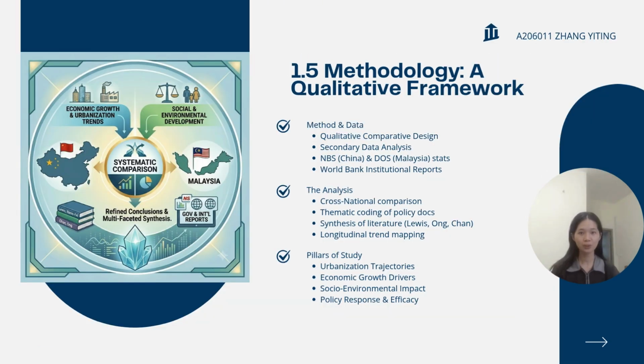We are using a qualitative approach, working with existing data from China's NBS, Malaysia's DOSM, and World Bank reports. We compare the 2 countries, review policy documents, pull together findings from different studies, and track trends over time. Our research focuses on 4 things: urbanization trends, what drives economic growth, social and environmental problems, and how well policies work.